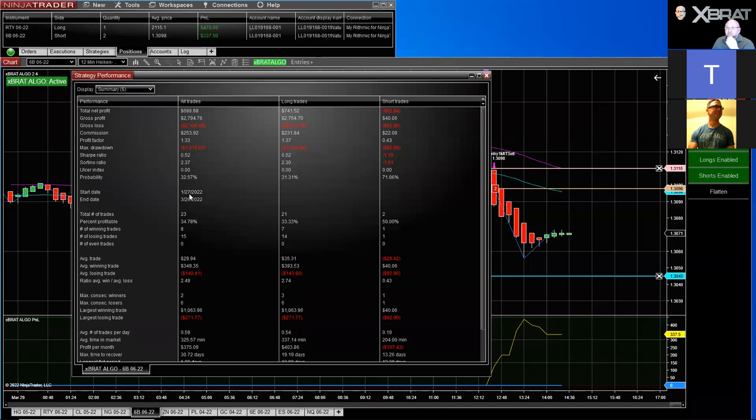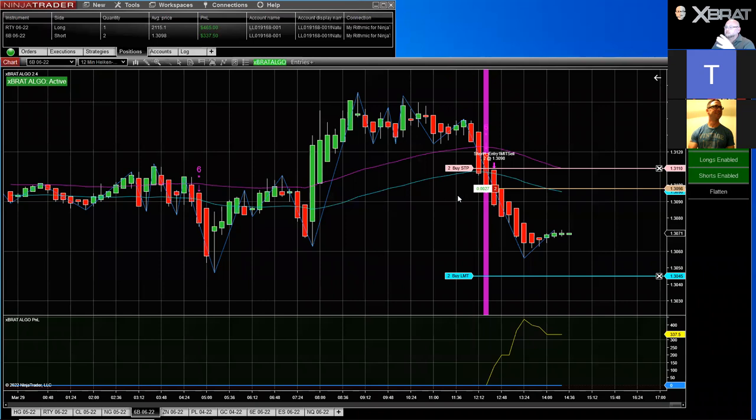Currencies don't trade as often, there's only been 23 trades, but we've been profitable, okay? The average winning trade, $349, average losing trade, $140. So again, it's that exposure to different types of market. This is a currency.